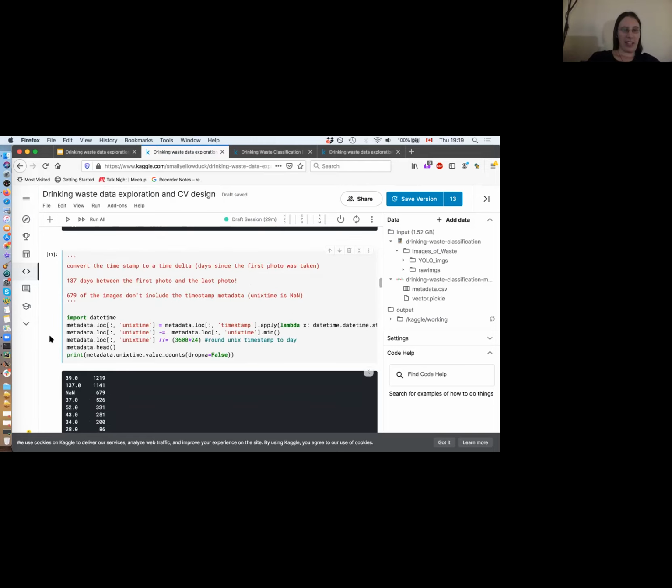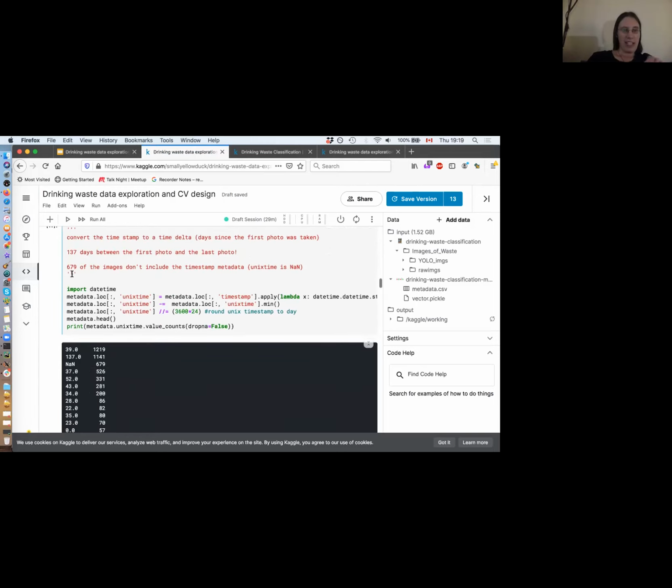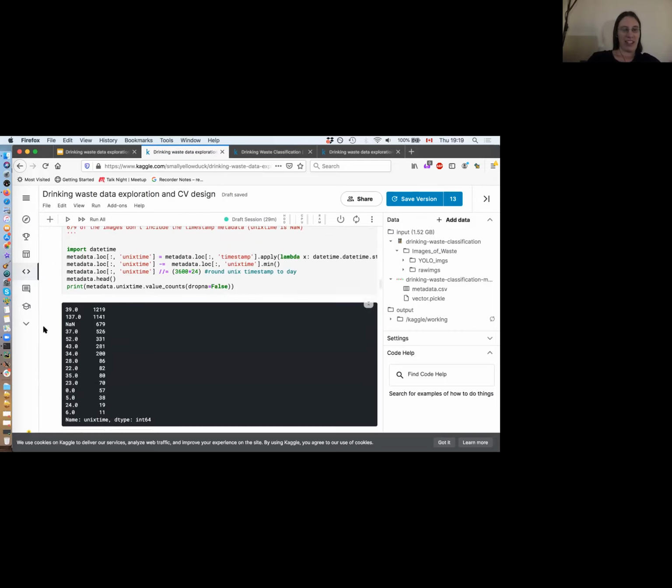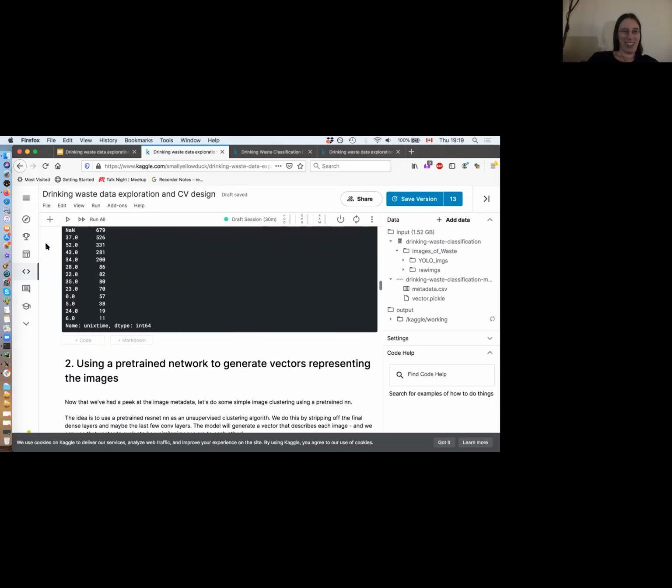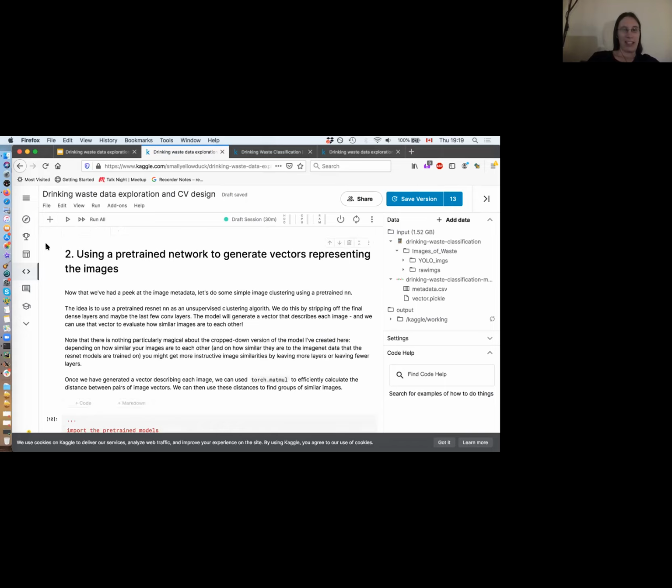Okay, so let's take a look at the timestamp data. What I did here is I converted the timestamp from Unix time to a time delta in days. The useful information here is that we find out how many days elapsed between the first image in the data set and the last image in the data set. There were 137 days between them, which is, I mean, that's commitment. That's like a 4-month period that this guy was running around taking pictures of stuff with his phone. Respect.